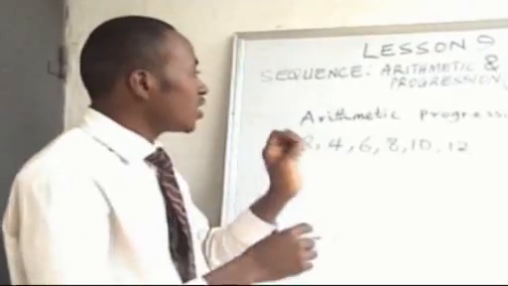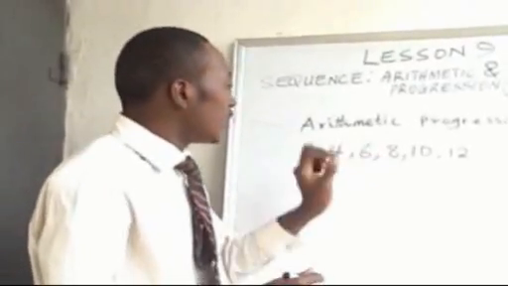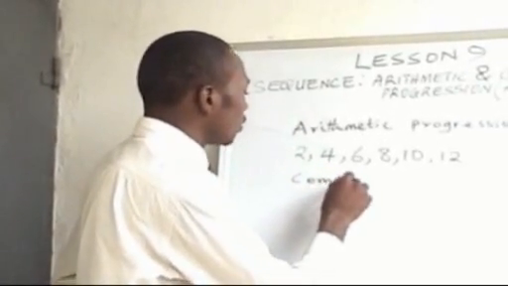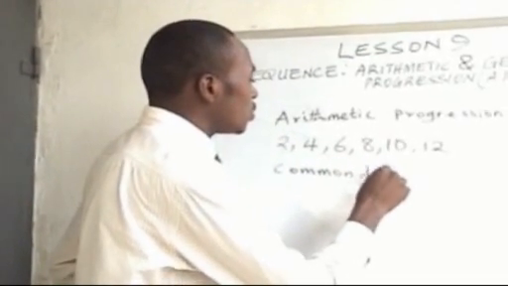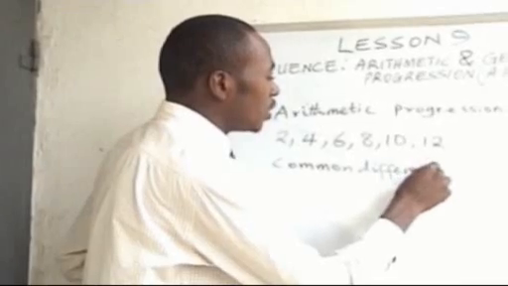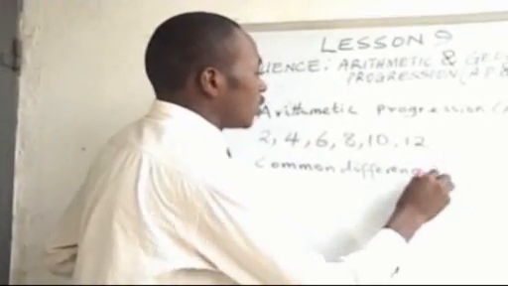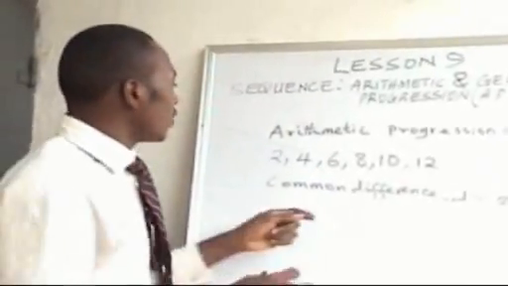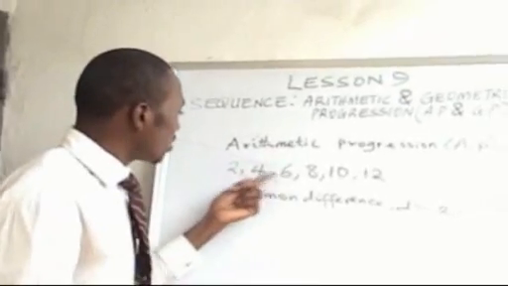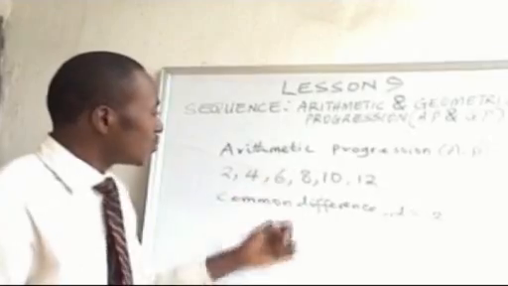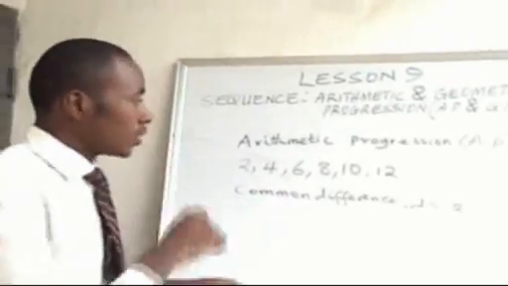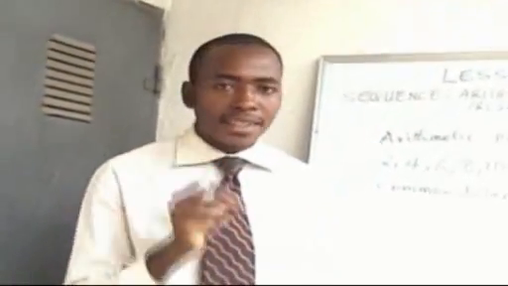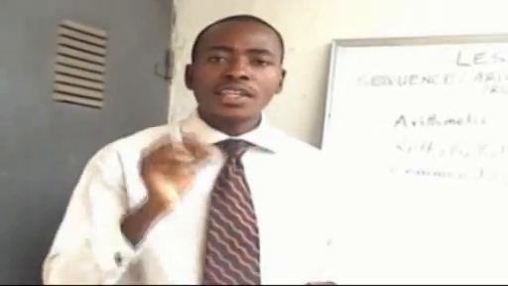So, this is an arithmetic progression, and in this case, the common difference, d, between the consecutive terms of the AP, the common difference, d, is equal to 2. As I have explained earlier, 4 minus 2 is 2, 6 minus 4 is 2, 8 minus 6 is 2, and all that. So that brings us to what we call the nth term of an arithmetic progression.